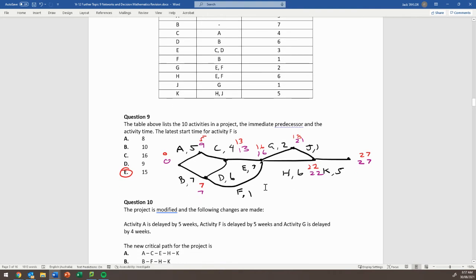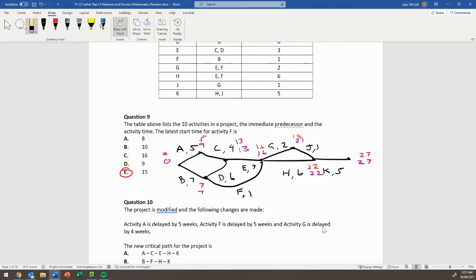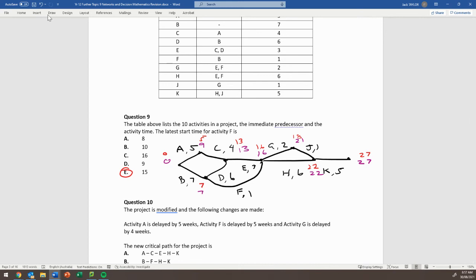The project is modified and the following changes are made. Activity A is delayed by 5 weeks, activity F is delayed by 5, and activity G is delayed by 4. I'm just going to make those changes. I'm now going to have a brand new critical path here, so I'm going to pretty much do this again. Okay, so activity A will be delayed by 5, so that's going to become 10. F is delayed by 5, and G is delayed by 4.